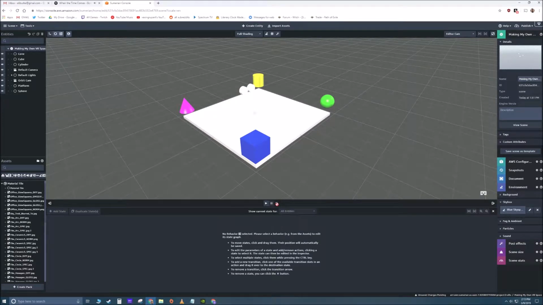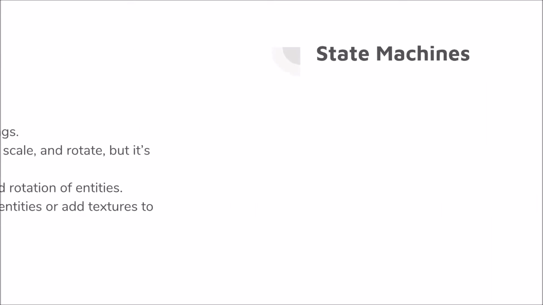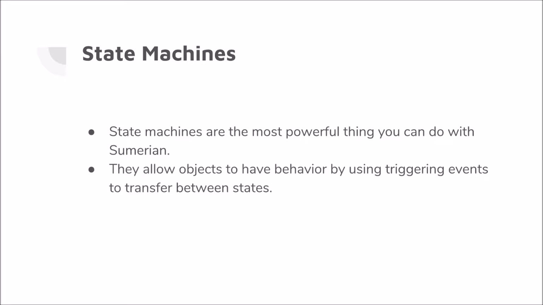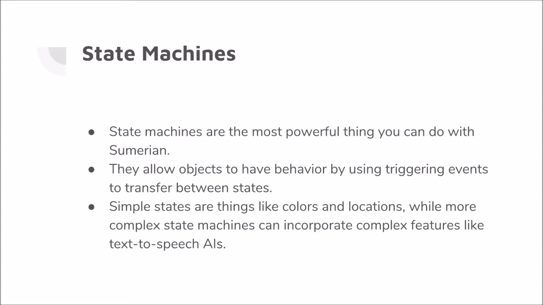which is going to be making things do stuff using state machines. So state machines are the most powerful thing you can do with Amazon Sumerian. It lets you allow objects to have behaviors by using triggering events to transfer between what are called states. Simple states are things like colors and location, so those are little changes you could make, while more complicated state machines can incorporate really powerful features like text-to-speech AIs. And almost any object in Sumerian can have a state machine added to it, which means you can do lots of simple little things that can be kind of fun.